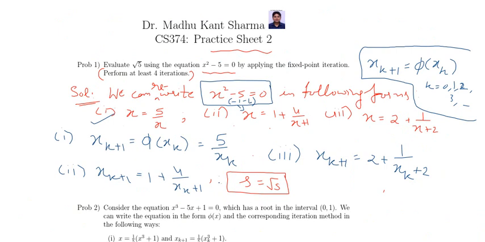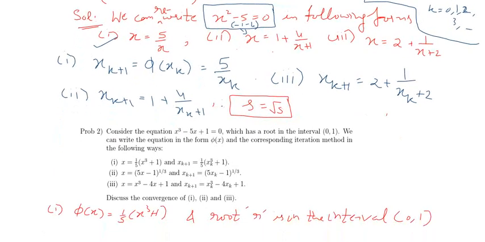So that is very easy. You have to just start at any point inside the interval which you considered, choose a nearby point from that interval, and you can perform the iteration. Okay, so this is about the first question.